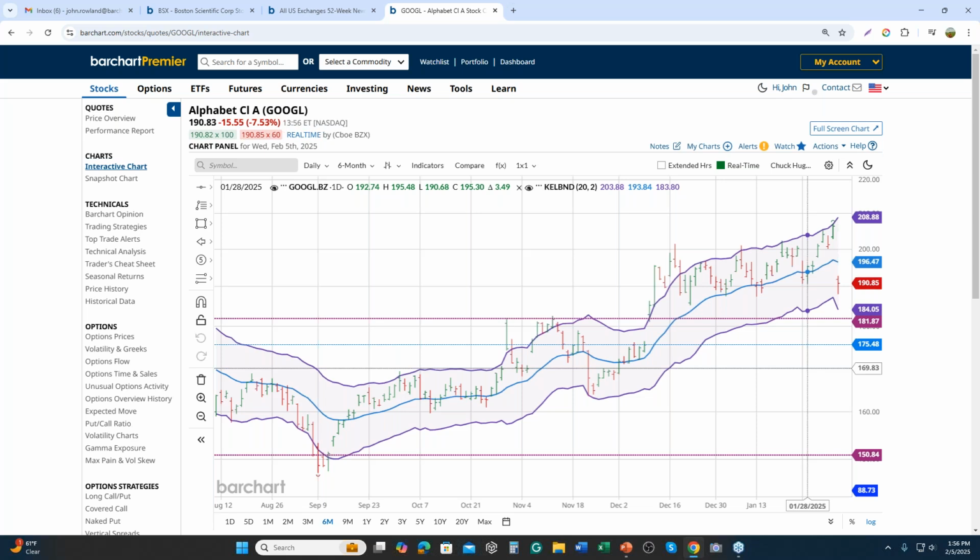I would. If you look at this chart, Google had a similar sell-off back in November, and it had another one back in September. So it bounced off pretty nicely from those two sell-offs. I would look at this as a buying opportunity.